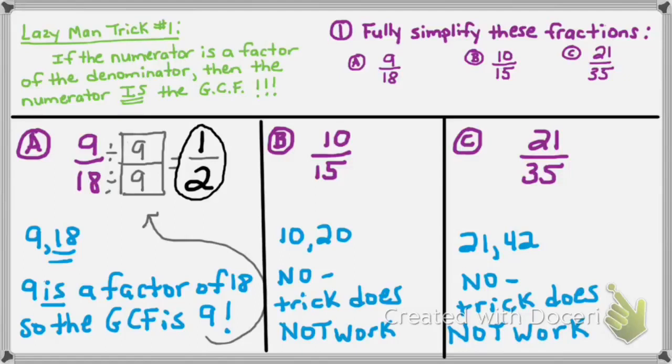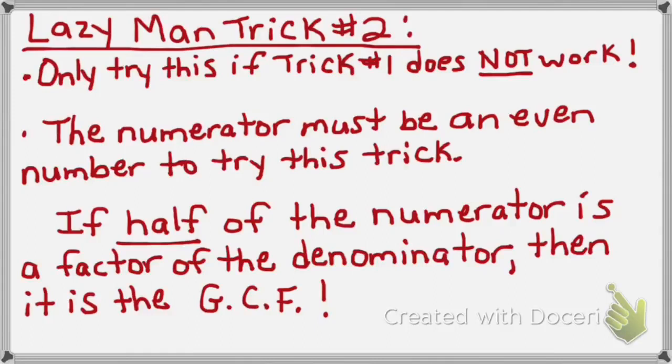We've solved A, so now let's see if lazy man trick number 2 works for B and C. Lazy man trick number 2. You can only try this trick if you tried trick number 1 and it doesn't work. You cannot try trick number 2 unless you've already tried trick number 1. Also, in order to try trick number 2, the numerator must be an even number. It will not work if the numerator is not an even number. What is the trick?